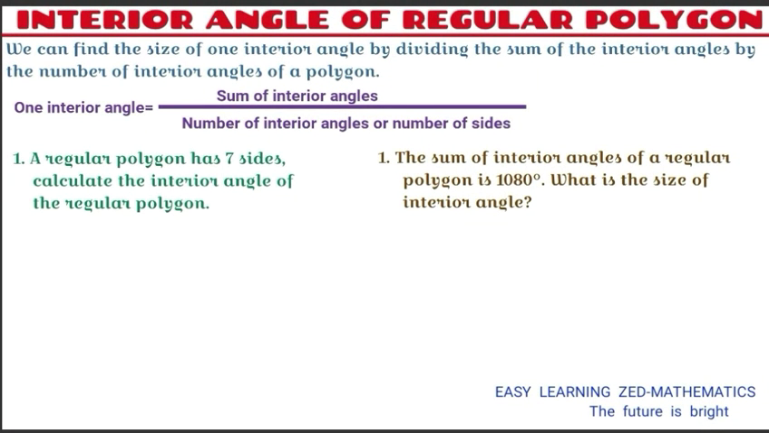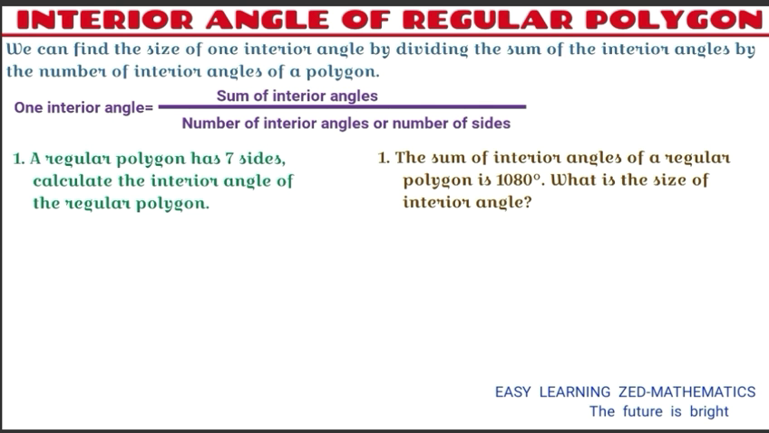Okay, so question 1 is, a regular polygon has 7 sides. Calculate the interior angle of the regular polygon. Here I've just been given a statement saying a regular polygon has 7 sides, and we need to find each interior angle. When we find one interior angle, that means all the 7 angles are equal. The same value applies to all angles.